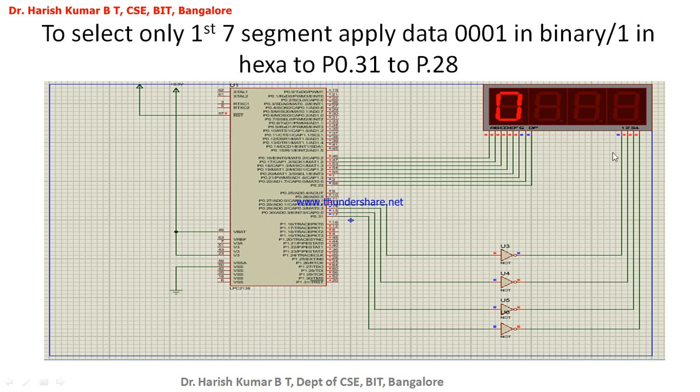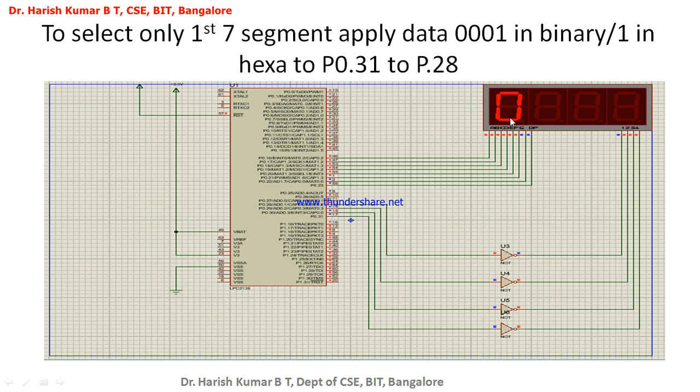So why can't I apply 0 directly to this? You can apply 0 directly, but in the ALS kit it is designed like this. 1 indicates selecting; in that way it is taken, because if I give 0 here, it doesn't look nice. If I make P0.28 as 1, I'm selecting the first LED segment. In that convention it is taken, but NOT gates are there which convert it into low. The moment it is made low, this one is active and all the others are disabled because they are high.